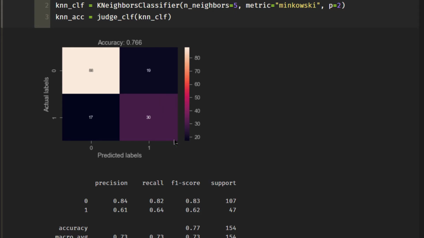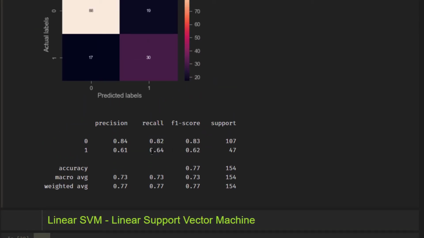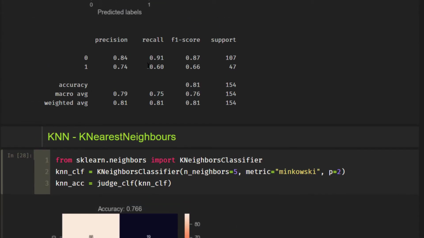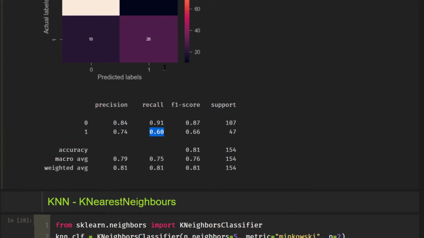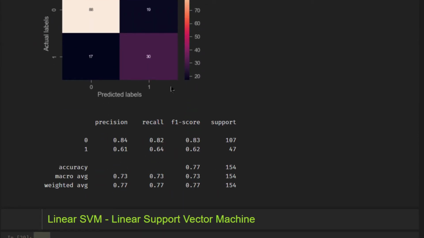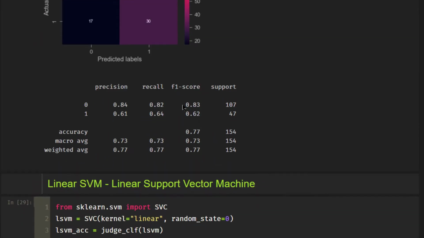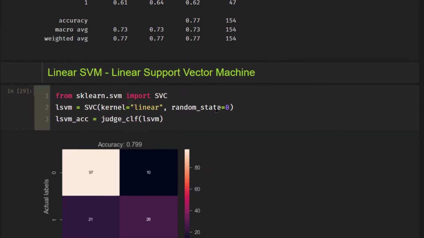You can see that. Although if you observe here, the recall of 1 is better than logistic regression. Of the actual values, 1 is being predicted better by KNN here. So this is something that you can play around with.